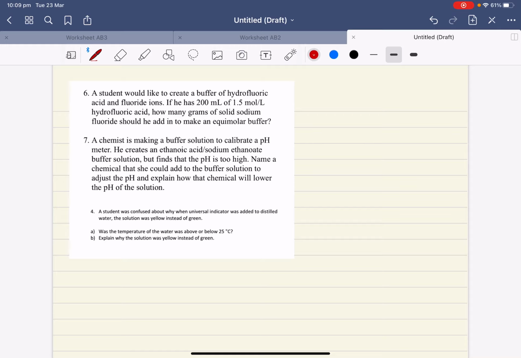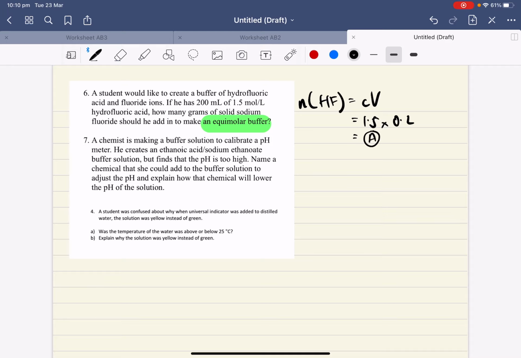Okay, so question 6: a student would like to create a buffer of hydrofluoric acid and fluoride ions. If he has 200 mL of 1.5 moles per liter hydrofluoric acid, how many grams of solid sodium fluoride should he add to make an equimolar buffer? You should hopefully know the word equimolar. It means it has an equal number of moles, which means we have to work out the number of moles of the hydrofluoric acid first, which will be equal to CV, which is 1.5 times 0.2, which is some value. We're going to call it A.